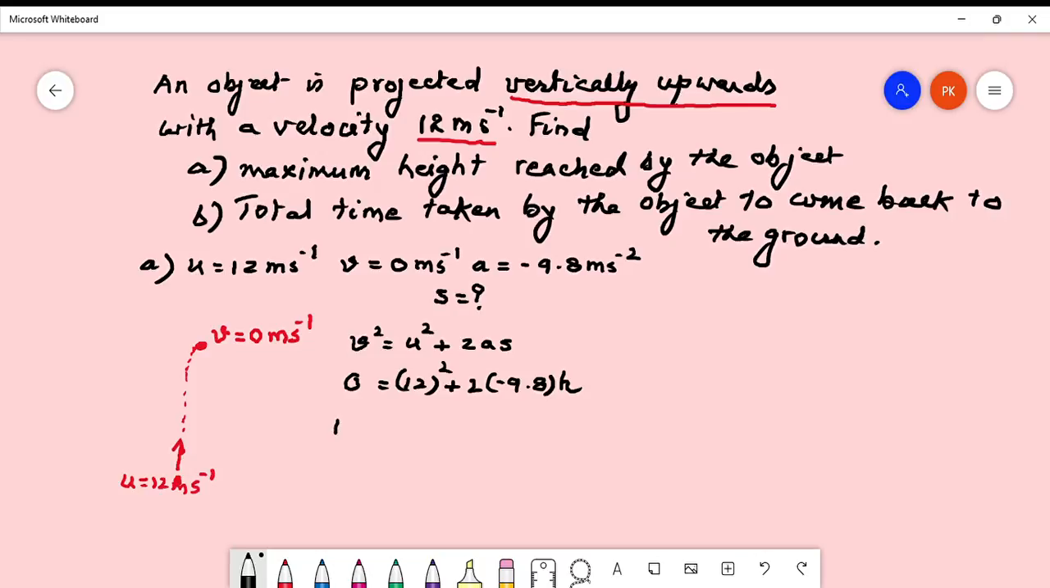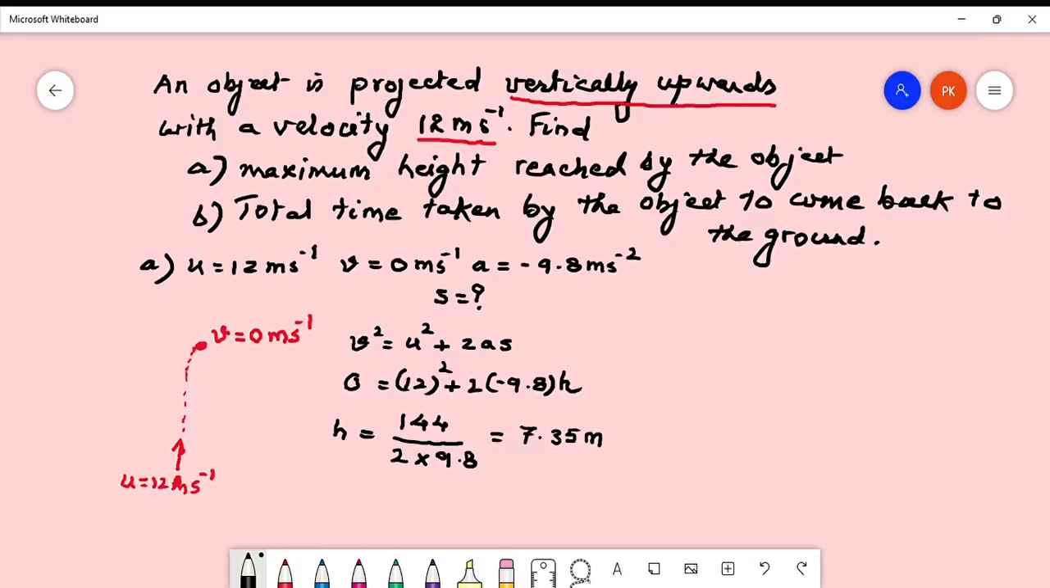So h is 144, 12 square is 144, upon 2 into 9.8, and that comes out to be approximately 7.35 meters. That means the maximum height reached by the object is 7.35 meters.